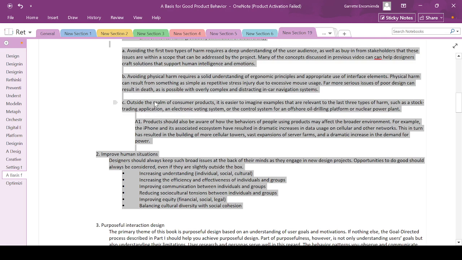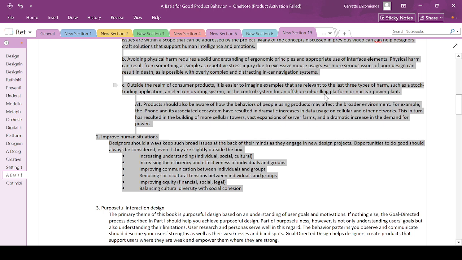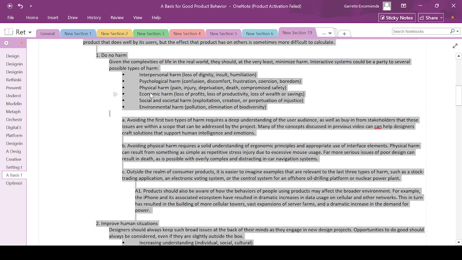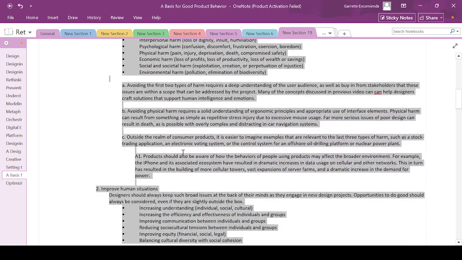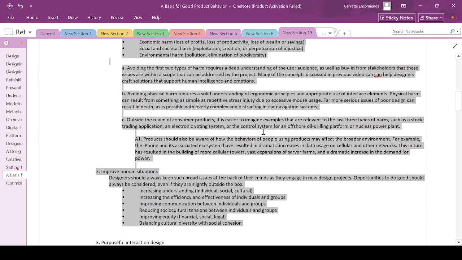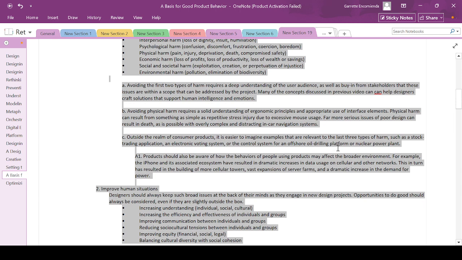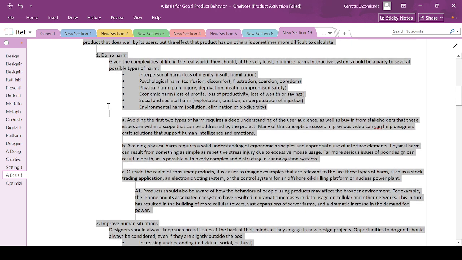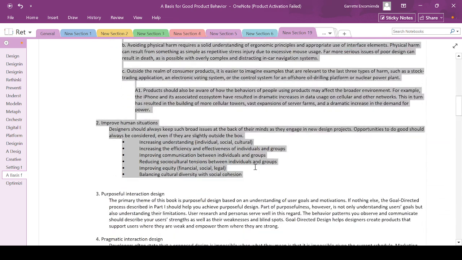So outside the realm of consumer products, it's easier to imagine examples that are relevant to the last three types of harm, such as a stock trading application. So this last one: economic, social, and societal harm. Stock trading could harm you economically; an electronic voting system, social and societal harm; or the control system for an offshore oil drilling platform or nuclear power plant. So that's environmental harm.